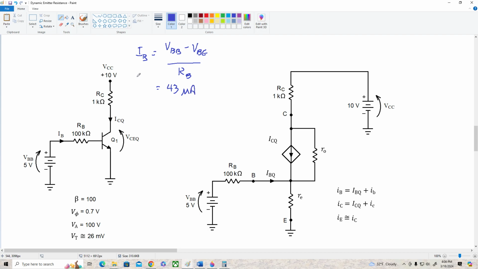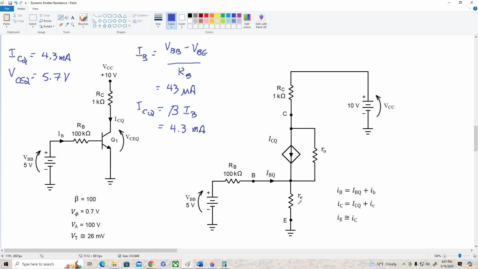We really don't care about the base current. What we care about is ICQ, which equals beta times the base current. So 100 times 43 microamps is 4.3 milliamps, and we might as well find VCEQ as well. ICQ equals 4.3 milliamps. Then VCEQ would equal VCC minus IC times RC. 4.3 milliamps times 1 k ohm is 4.3 volts. 10 minus 4.3 is 5.7 volts. So there's our Q point, 4.3 milliamps, 5.7 volts.